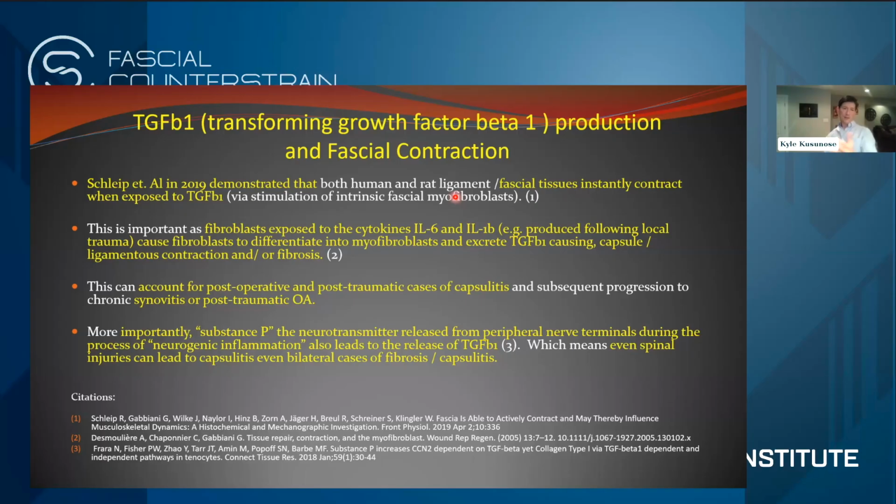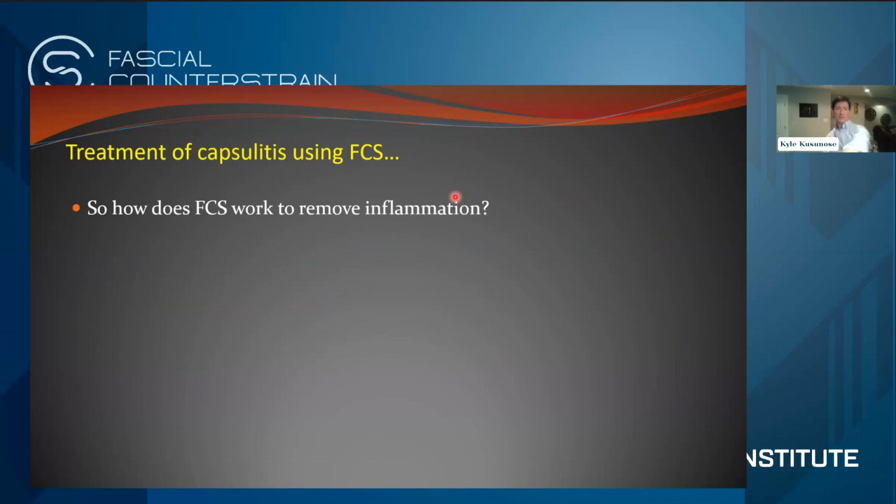And if it's all because of inflammation, which we know so many chronic diseases are linked to, what techniques can we use to specifically address that inflammation, kind of finesse this problem rather than trying to force through it? Okay, and that's kind of where we're headed now. So how does fascial counterstrain work to remove inflammation?